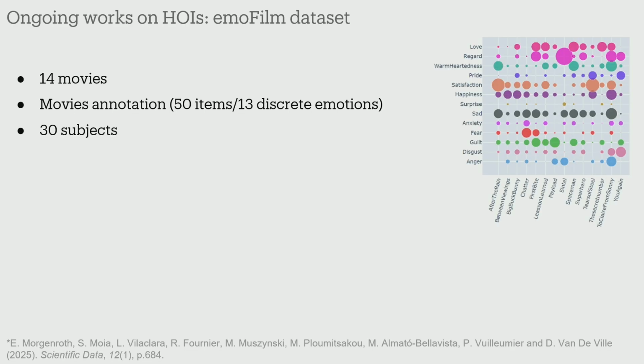Just some few works that we have ongoing. One is related to movies data. So we applied exactly the same approach to the emofilm datasets, where you have different movie annotations about the different emotions, from discrete to something which is physiological and so on, over 30 subjects. And what we do there is we don't have a ground truth, but we can try to retrieve what are the blocks that might be mirroring the activity of emotions.